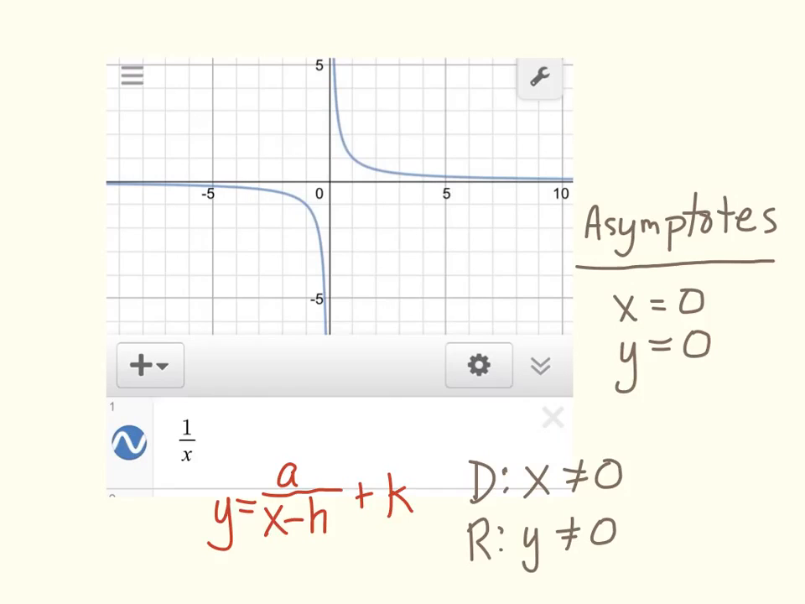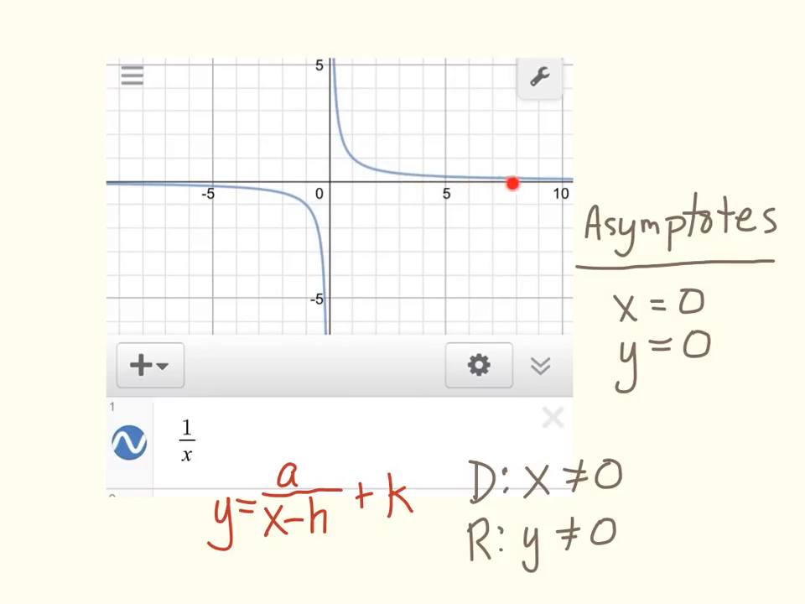All right, we've spent 3 days working on radical functions, and now we're going to spend 3 days working on rational functions. The parent function for a rational function is y equals 1 over x. Here is the blue graph of the function y equals 1 over x. If you will, there is an asymptote here at y equals 0.